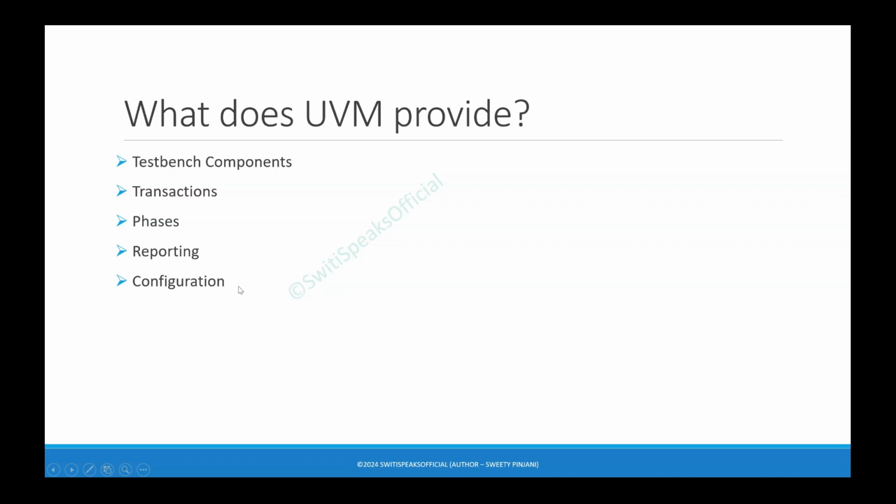Because this configuration defines how your stimulus will proceed. That's why you want all your test bench components to have the same configuration. For that, you can use the configuration database, where you are going to store your configuration and retrieve it in different test bench components, so that the uniformity of configuration is maintained throughout your different test bench components. This is another feature which UVM will provide you.